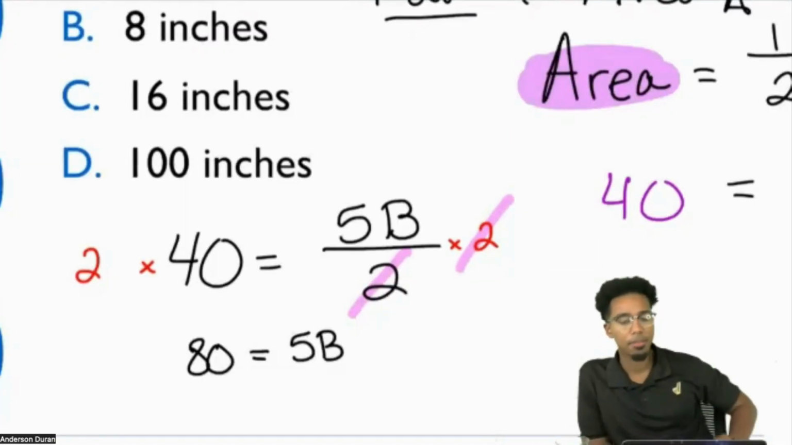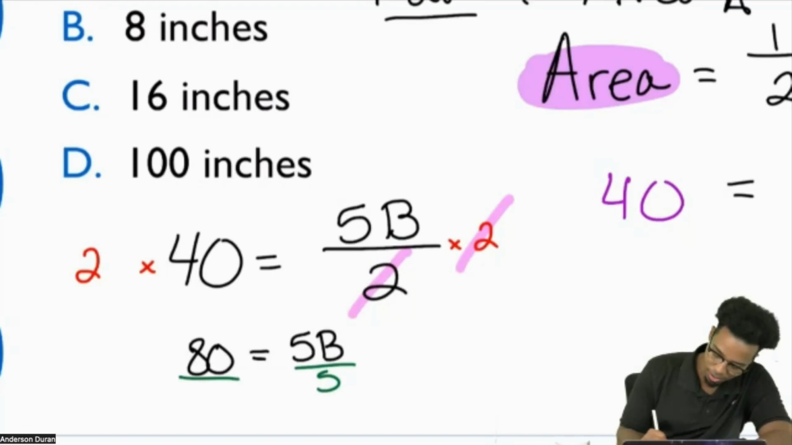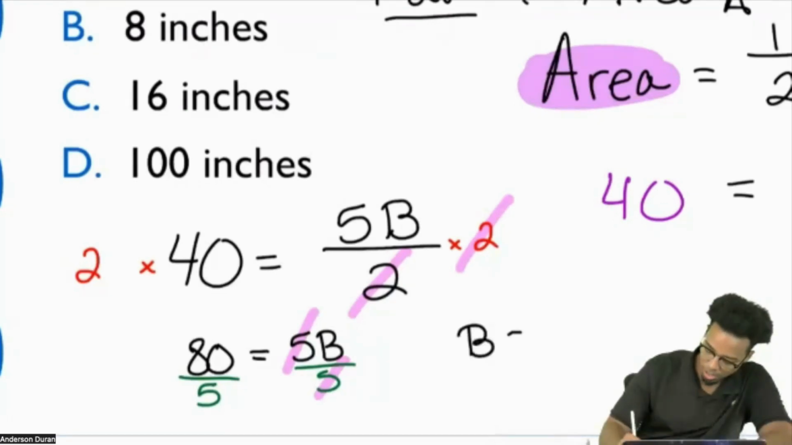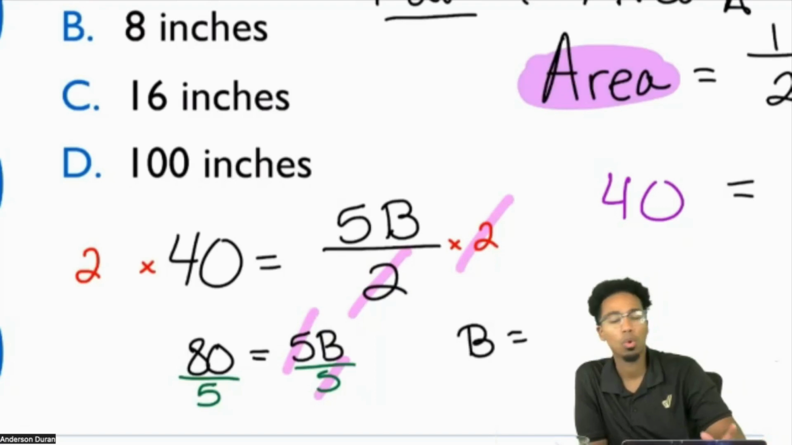Yep, divide 5 on both sides. Divide 5 on both sides, and we are set. So right there, the 5s cancel out, giving us B equals 80 divided by 5. And if you divide 80 by 5, you can do long division, or you can use some mental math, but what that'll be is 16.